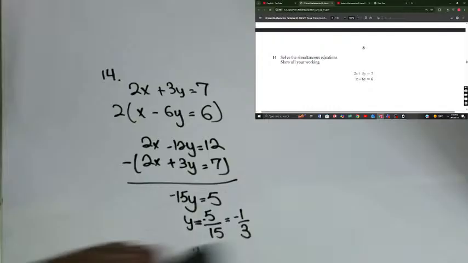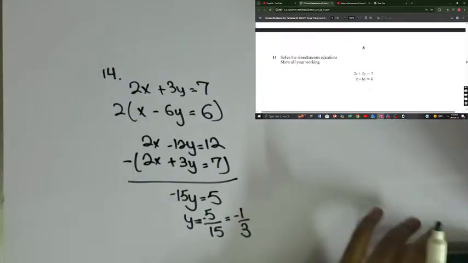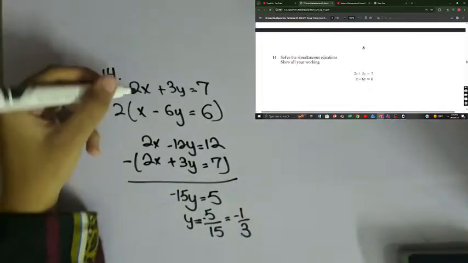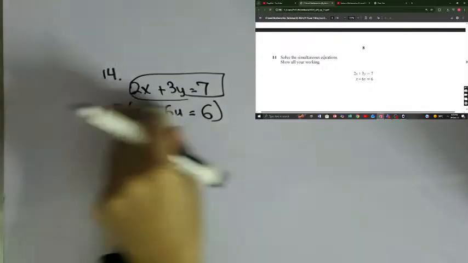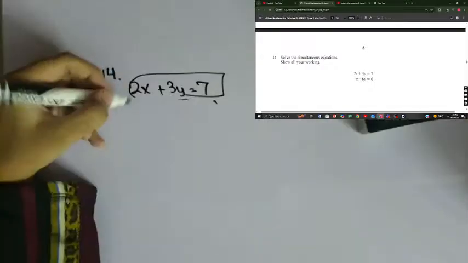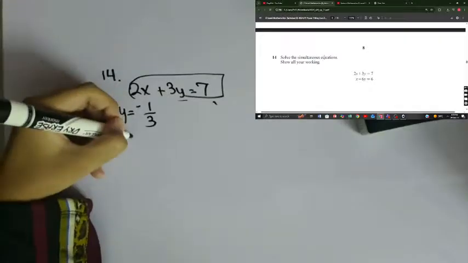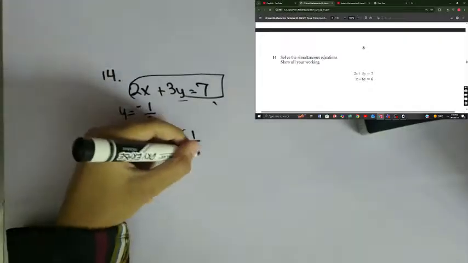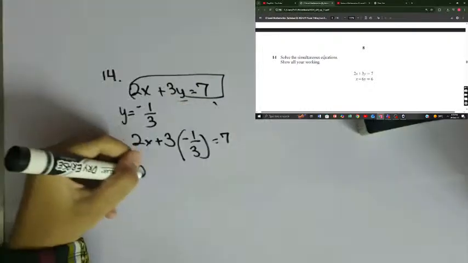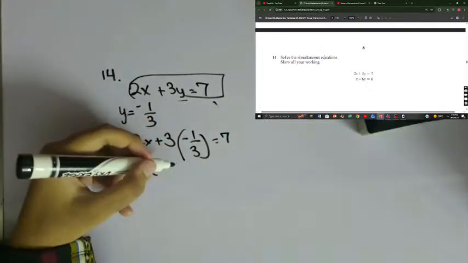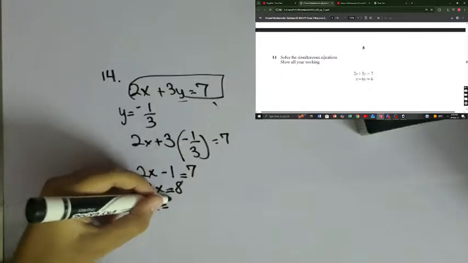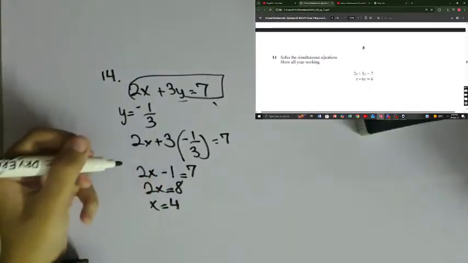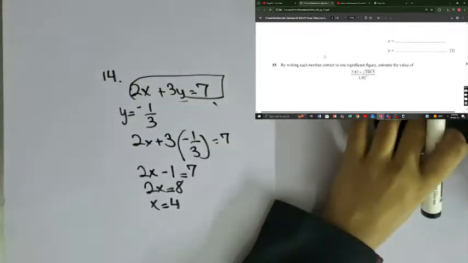And now we need to find x as well. So x, we can substitute this into any equation like 2x plus 3y is equal to 7. So let's do that right now. y is equal to minus 1 upon 3. 2x plus 3 times minus 1 upon 3 is equal to 7. 3 and 3 cancel out, so it becomes 2x minus 1 is equal to 7. 2x is equal to 8 and x is equal to 4. So now we know the values of both of these and we can move on.